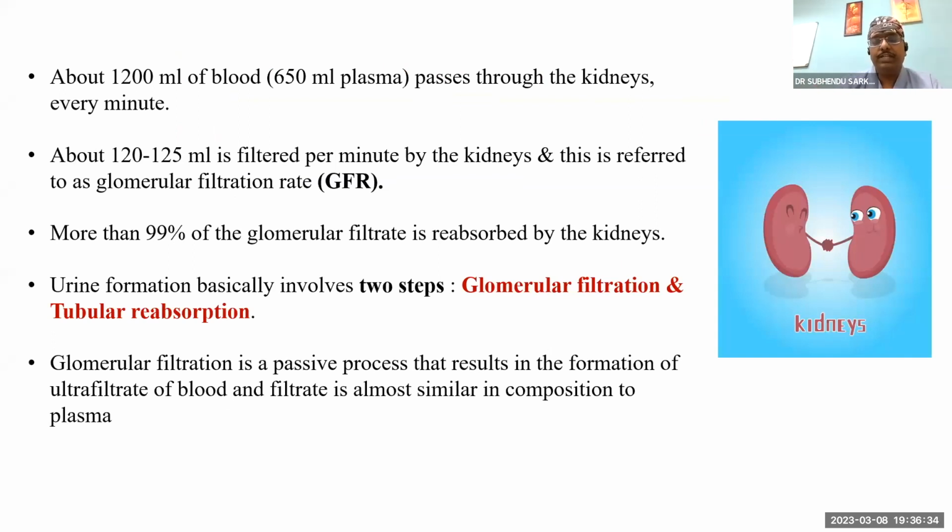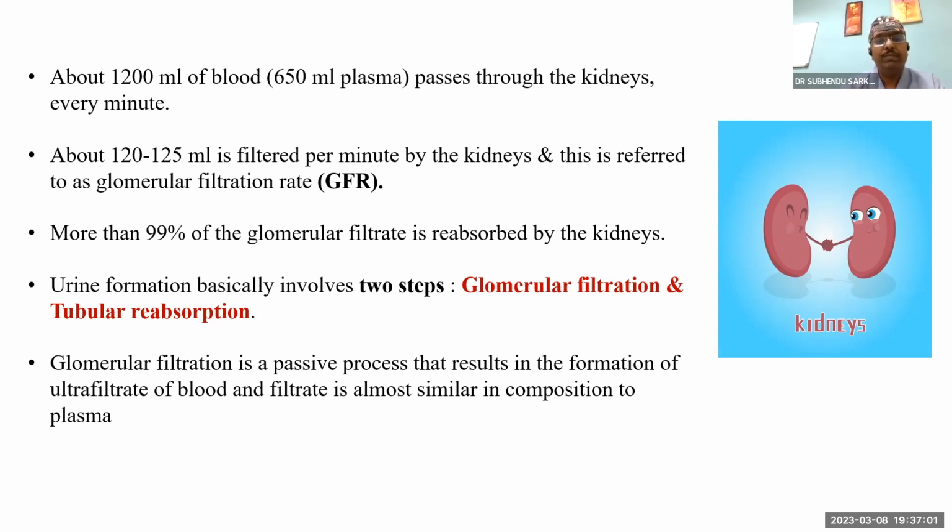From the presentation Dr. Chaitali SenDasgupta has just given, I want to take a few points that help to understand renal function. About 1200 ml of blood passes through the kidney every minute, and about 120 to 125 ml is filtered per minute by the kidney, and this is referred to as GFR. More than 99% of this glomerular filtrate is reabsorbed by the kidney.